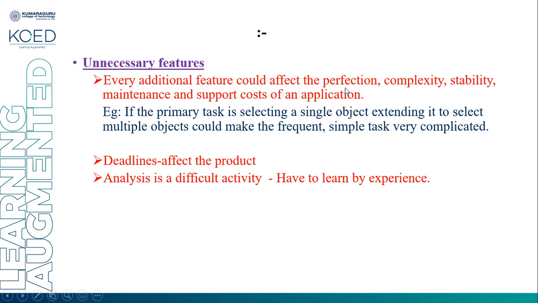Every additional feature could affect the perception, complexity, stability, maintenance, and support cost of the application. If the primary task is selecting a single object, extending it to select multiple objects could make the frequent, simple task very complicated. Deadlines affect the product.